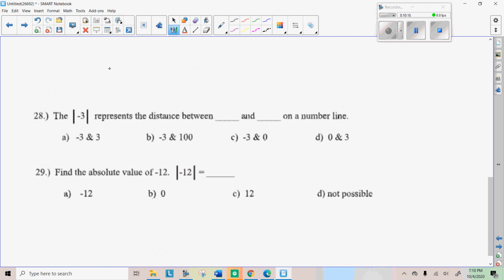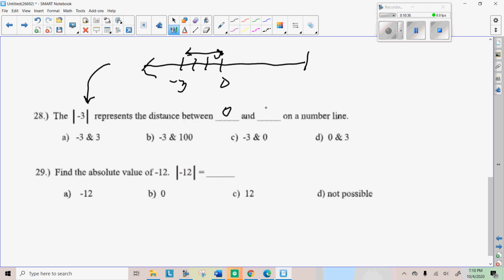All right, just a reminder what absolute value means. It's the distance from 0. So if you think of a number line, you got 0, you got -3 over here, you got -2, -1. This space right here is 3 units. So it represents the difference between 0 and -3 on the number line.